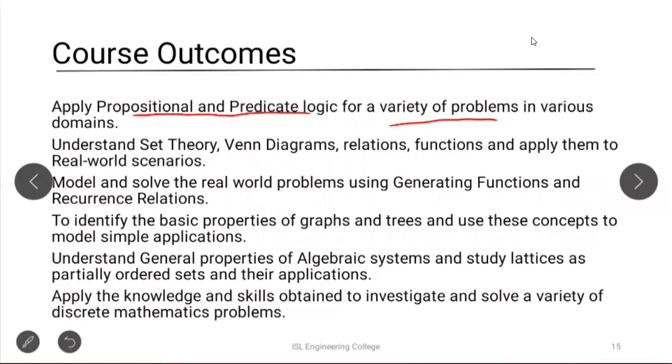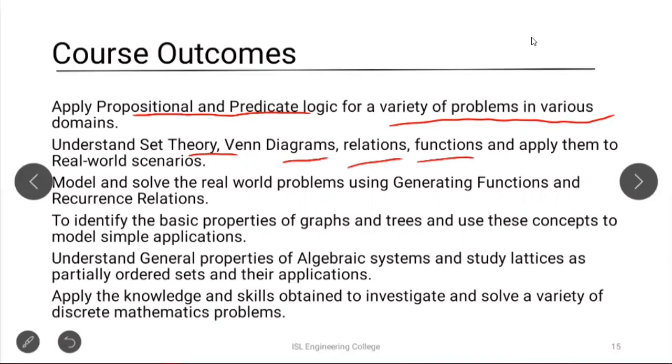These topics are very important in various branches of your computer science. The next thing is set theory. Set theory is something that you have learned earlier. Venn diagrams, relations, functions. You have studied them theoretically, but in this subject you will learn how to apply them in the real world scenario. So this is our first and this is the second outcome.